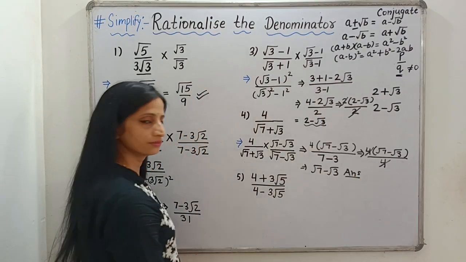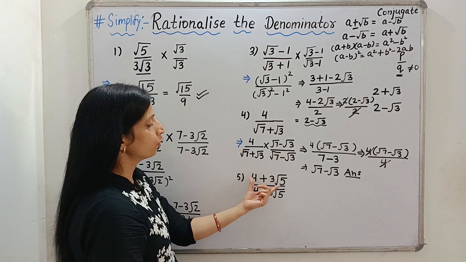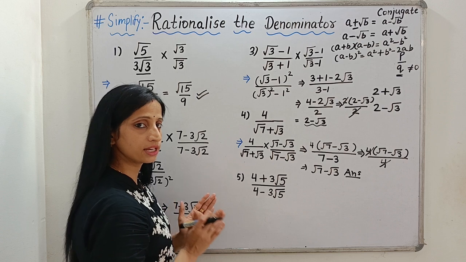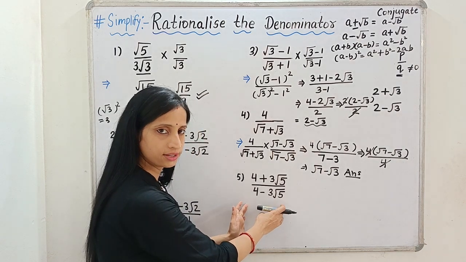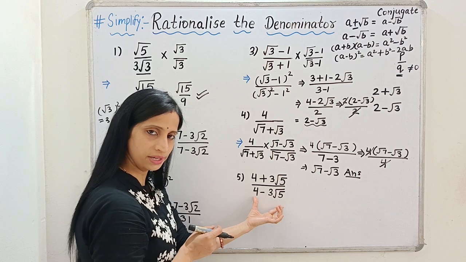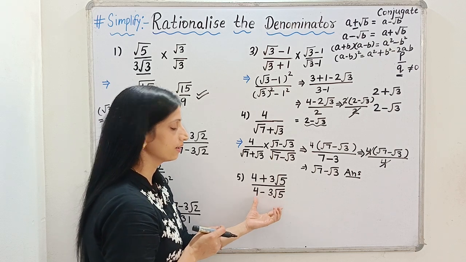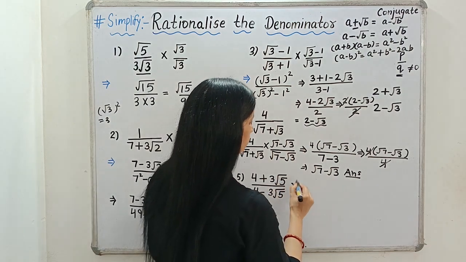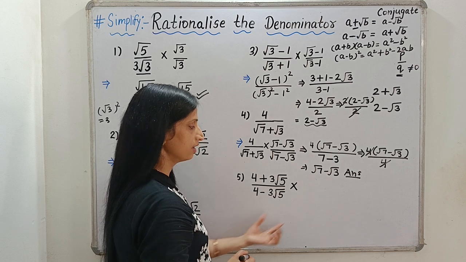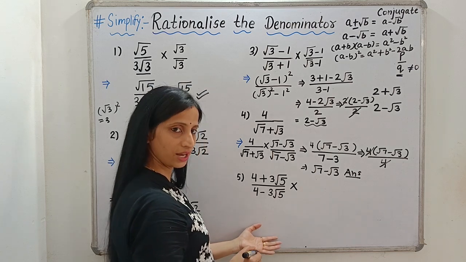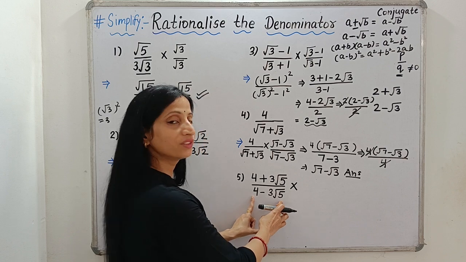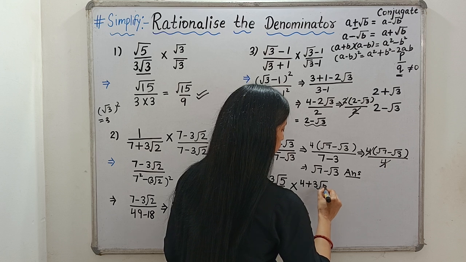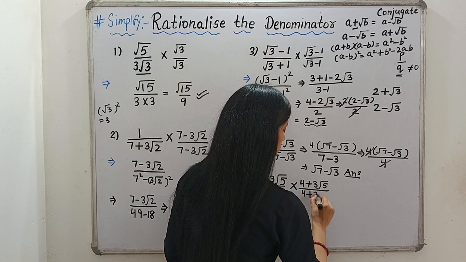Okay. Now let's solve this last question. 4 plus 3 root 5 upon 4 minus 3 root 5. So again the steps will remain the same. We only need to rationalize the denominator by finding the conjugate of the denominator. Then by multiplying that conjugate in the numerator as well as in the denominator. So let's begin. Put the symbol of multiplication. Instead of writing it here, I am just solving here only, okay, because of lack of space. Now the conjugate of this will be 4 plus 3 root 5. So write 4 plus 3 root 5 upon 4 plus 3 root 5.